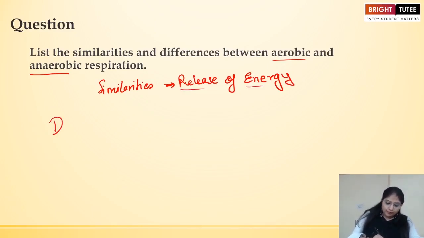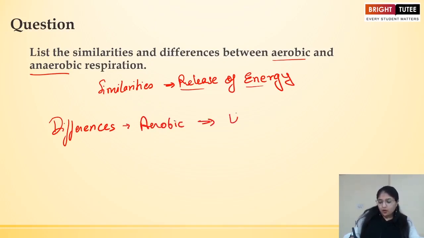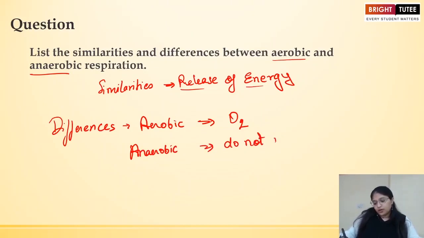If we talk about differences, the major difference between the two is that aerobic respiration requires oxygen, right? So it happens in the presence of oxygen, whereas anaerobic respiration does not require oxygen. So it happens in the absence of oxygen. So these are the two major similarities and differences between aerobic and anaerobic respiration.